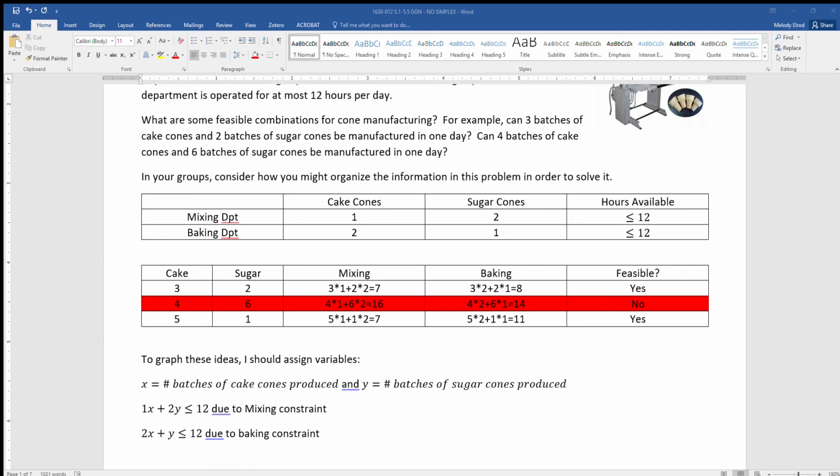Less than or equal to 12. 2x plus y less than or equal to 12. There it is, right? I also know that x has to be greater than or equal to 0, and so does y, because it doesn't make any sense for us to have a negative number of batches, right? So these points here are going to surround what seems like a feasible region, and of course I just deleted them, which was dumb. Let's try that again.